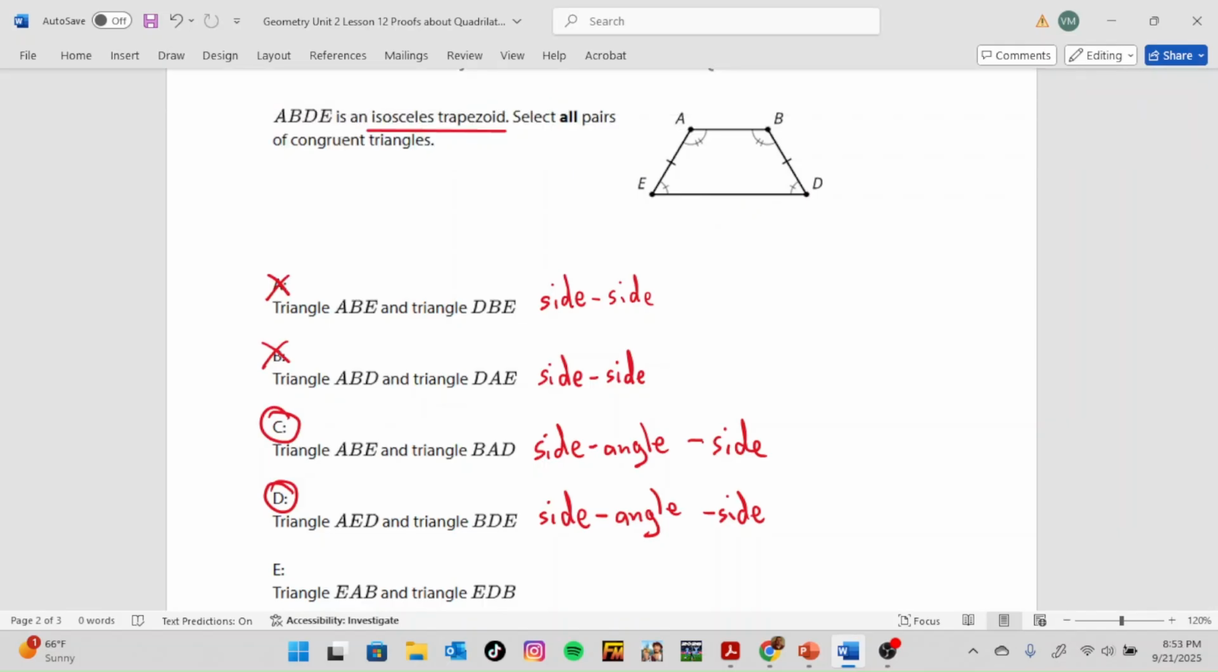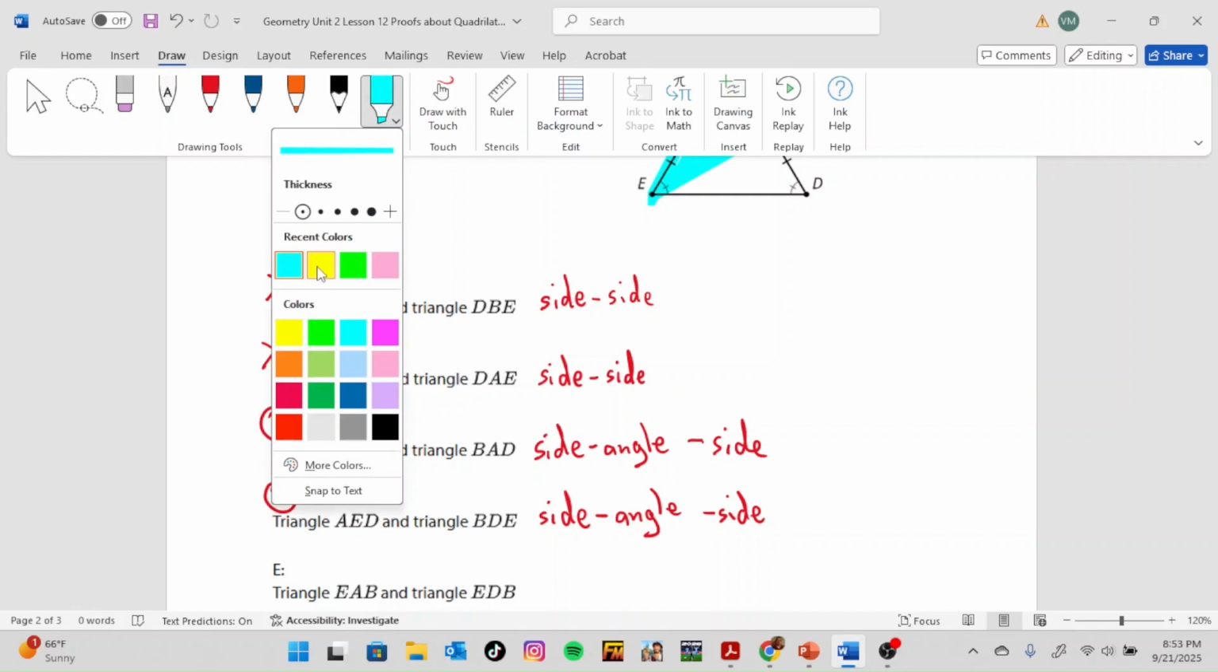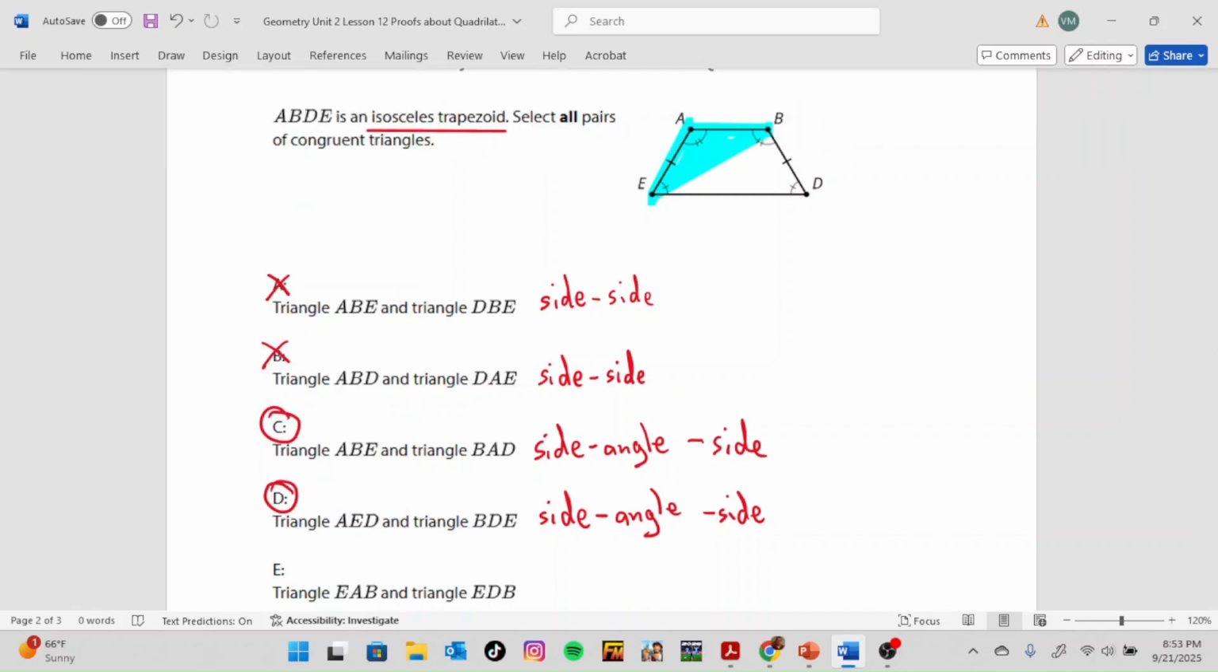And our last choice, E, triangle EAB is this blue triangle. And triangle EDB is this yellow triangle.